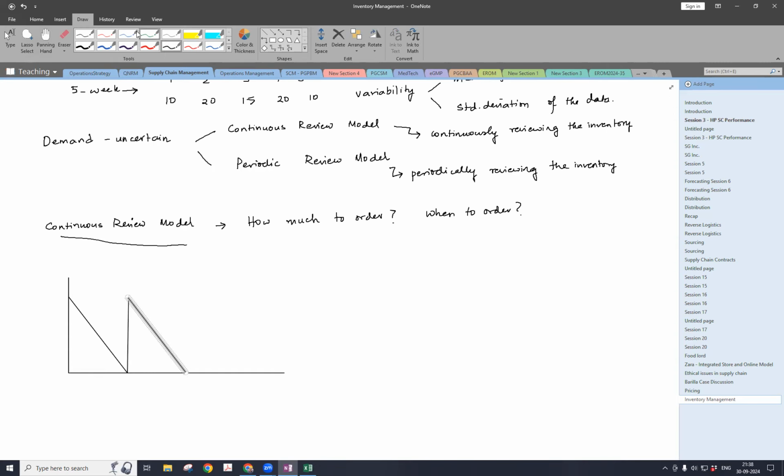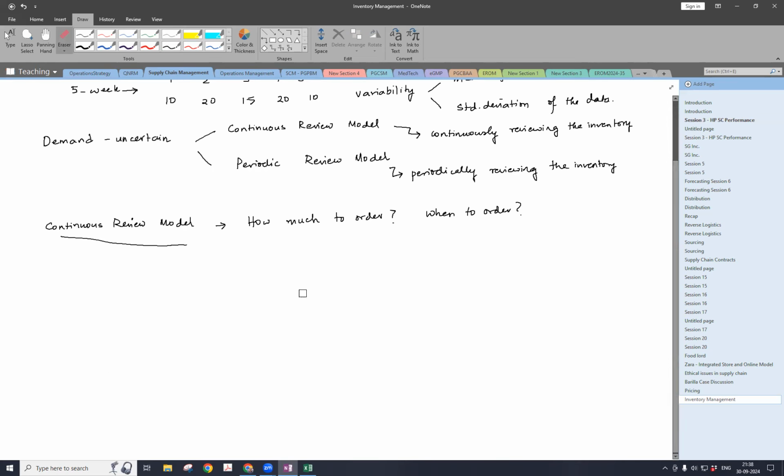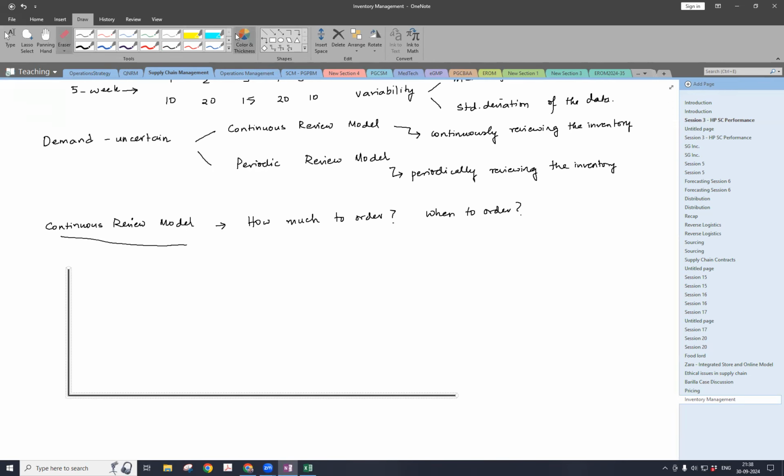Now, that is not the case when we talk about continuous review or periodic review, largely because we are talking about cases where the demand is not certain. So the moment we say the demand is not certain, we are not going to end up with such nice triangles, because those triangles represent that the demand is constant. And when the demand is not constant, you're not going to have a nice sloping line going down. What we are going to have is a squiggly line which might look like this.